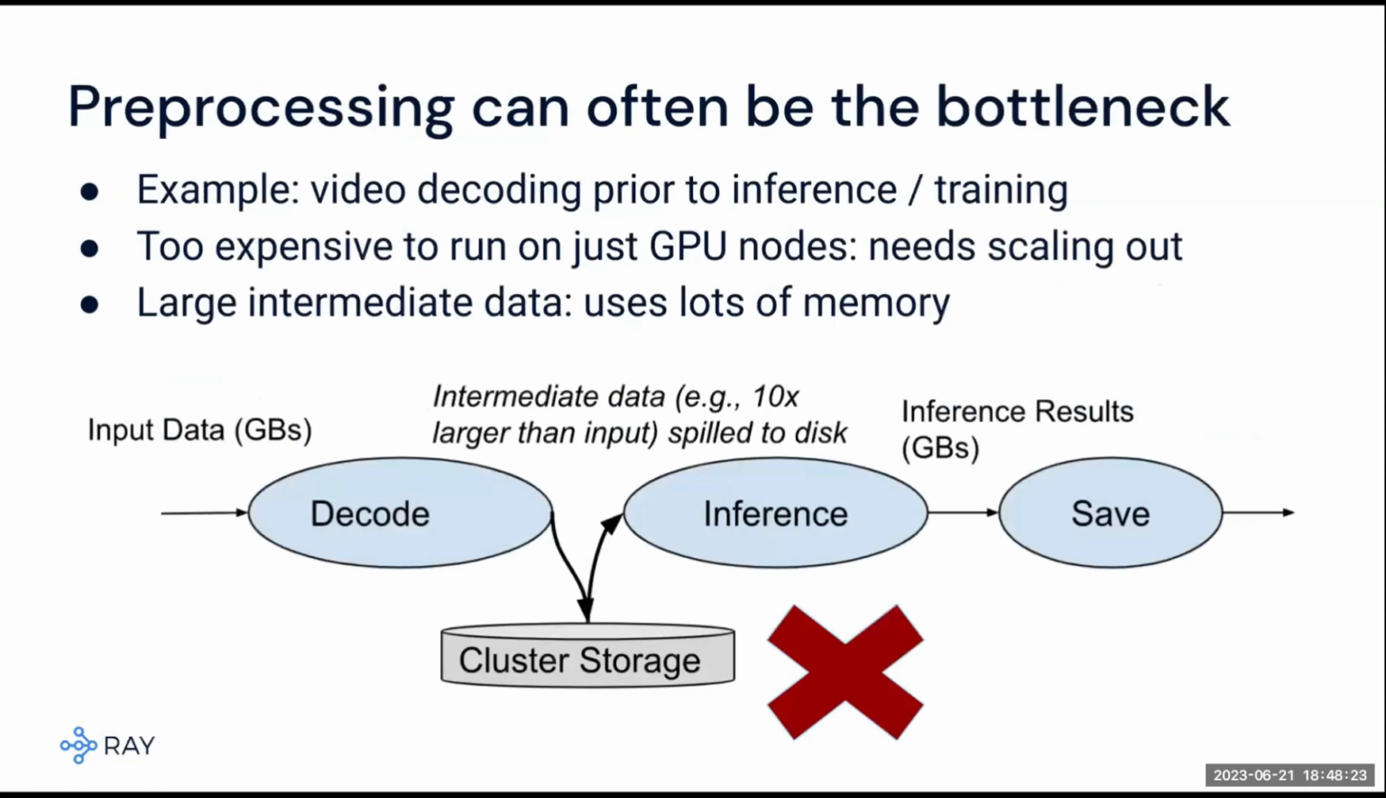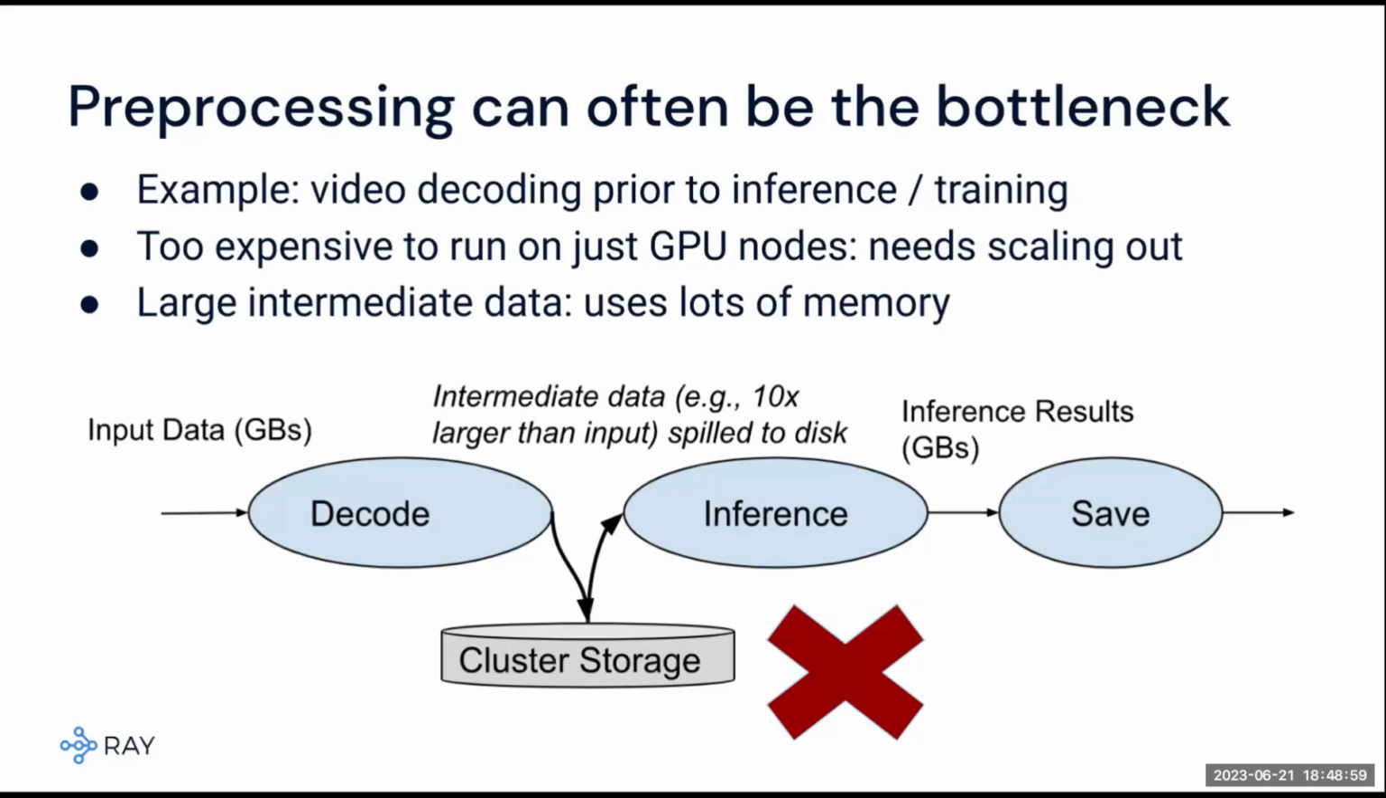A motivating example where preprocessing is a big bottleneck is video inference. Imagine you have a model that works on video frames, and you're reading video data, decoding that video, applying your model in batch inference, and saving the results. When users try to do this, they often run into several problems. First, the decoding can be pretty expensive, so you might want to use a heterogeneous cluster. You have CPU nodes in addition to GPU nodes. That's where Ray data can come in.